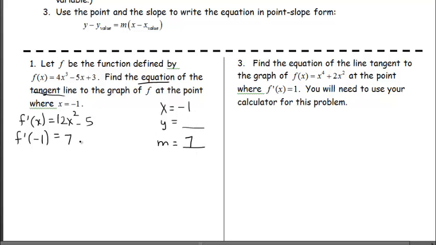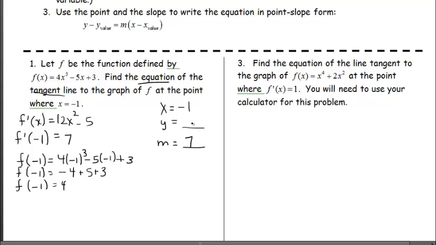All right, to finish the point here, we need to get the y coordinate. Well, that's going to come from the original equation, so just plug in -1 everywhere you see x. And that's going to be -4 plus 5 plus 3. There's 8 minus 4, so that's just what, +4. Okay, and using point slope, y minus 4 equals 7 times quantity x plus 1.